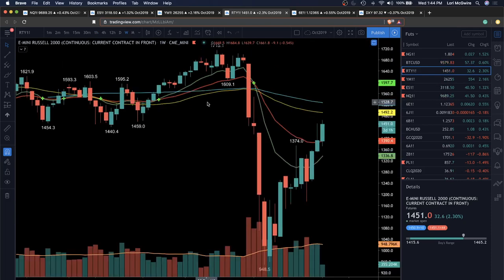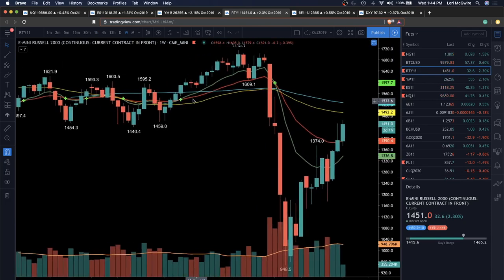And while we're on RTY, let's zoom out a little bit and look at something that I think is key with RTY. RTY did not make a higher high in February like the other names did.